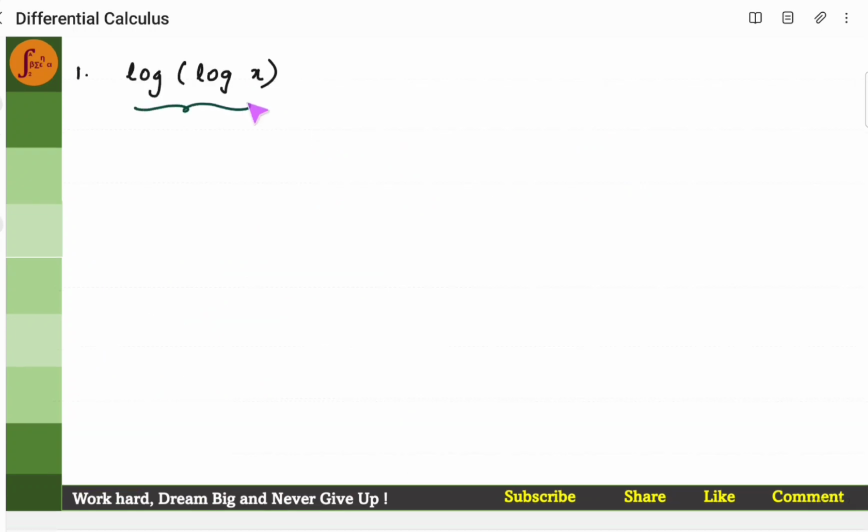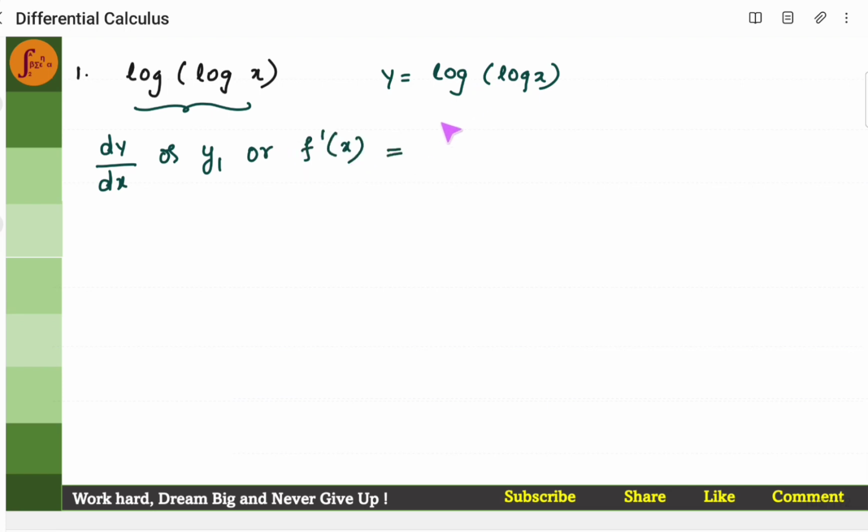Now let's take another simple example. Let's assume y equals log of log x. So what is dy by dx? I can write it as dy by dx, or y1, or f dash of x, anything. So this would be log of log x. It will be 1 by log x using the chain rule, and derivative of log x is 1 by x. So it's 1 by x log x.